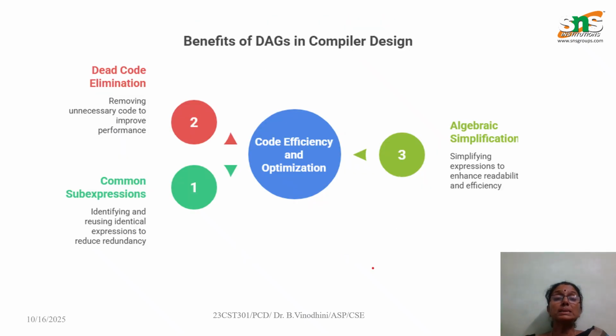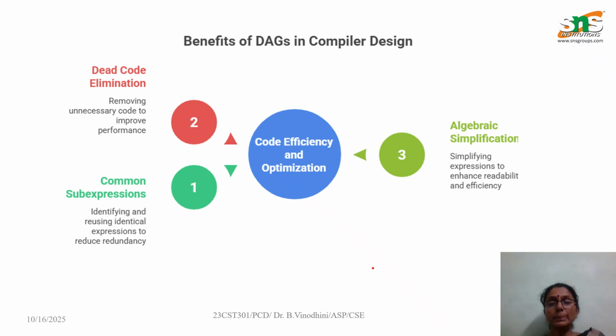Now we will see the benefits of the directed acyclic graph in compiler design. The first one is that it finds the common sub-expressions. The common sub-expression is eliminated using the DAG. Next is dead code elimination. It removes the unnecessary code that would not be used in the upcoming program. So that dead code is identified and it could be eliminated.